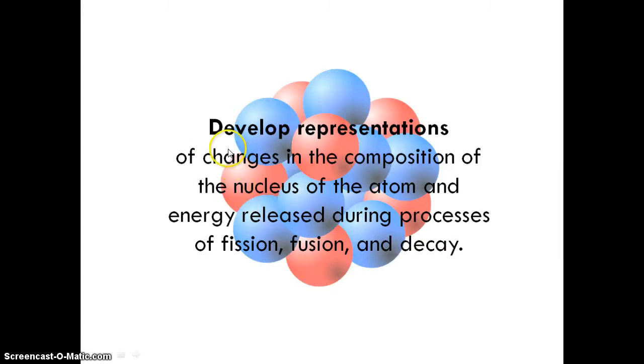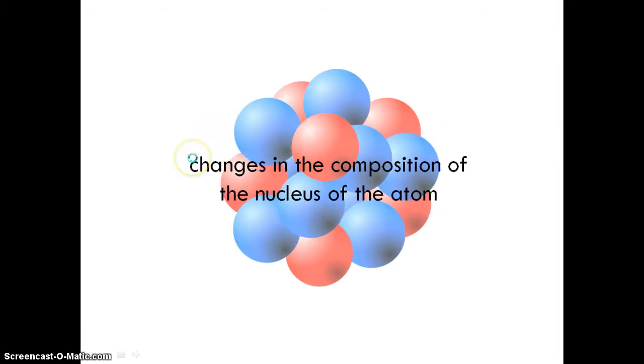So now we understand how we're going to actually develop those representations, creating that stop motion video. The next thing we want to take a look at is, well, how do we show the changes in the composition of the nucleus of the atom? Now remember, during our processes of fusion, fission, and decay, we might have changes that occur with the number of protons and the number of neutrons. We might also have processes that affect the stability of our particular atoms.